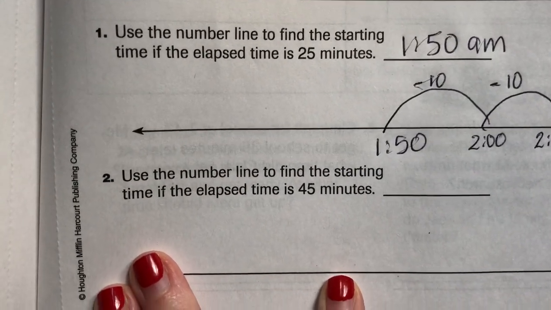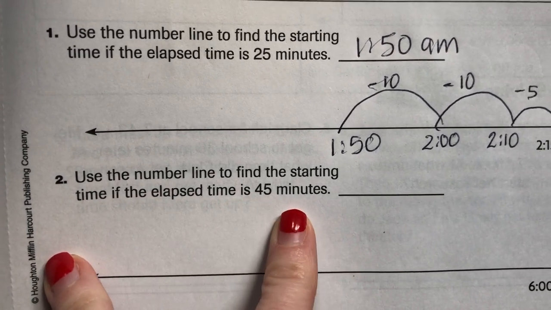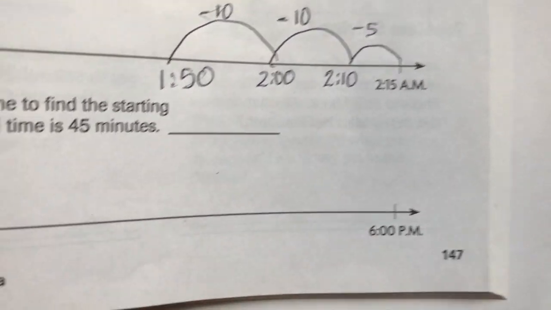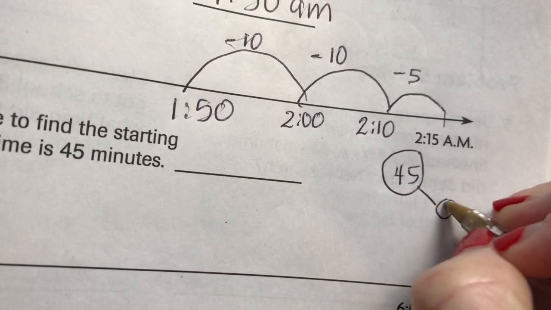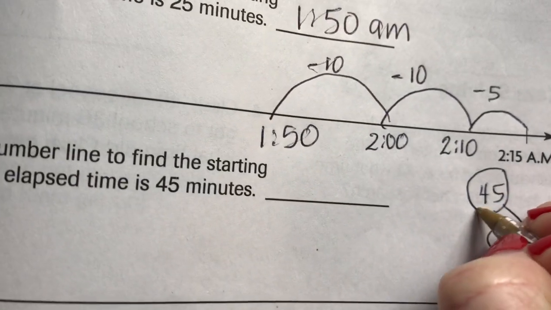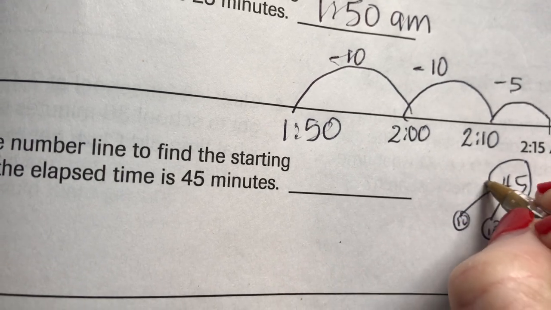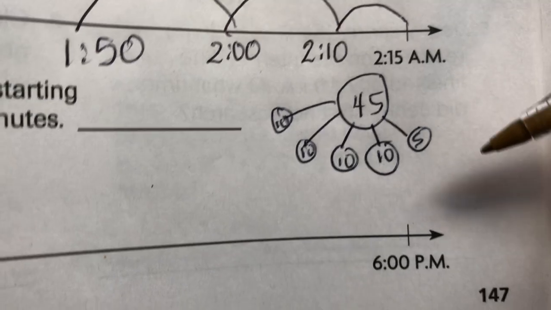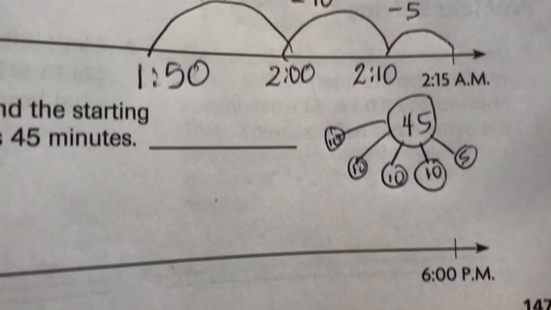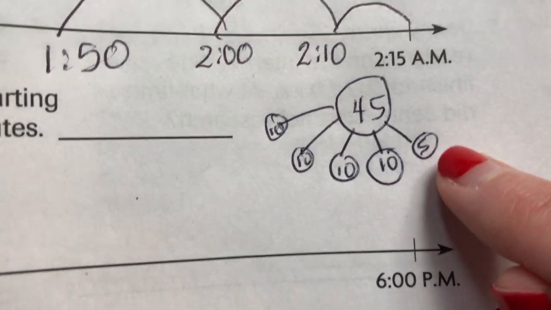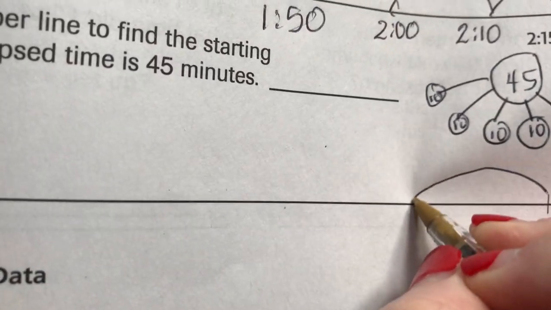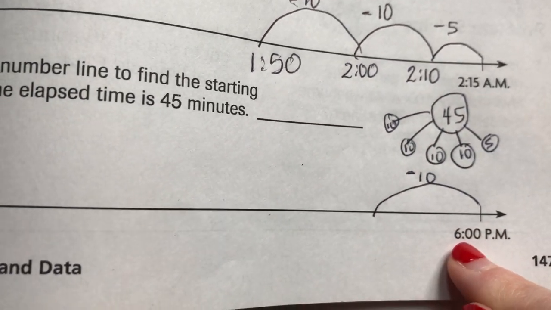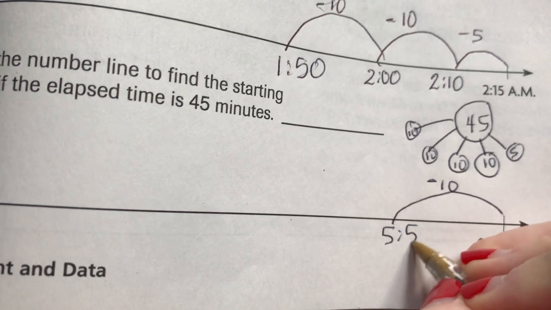Use the number line and find the starting time if the time elapsed is 45 minutes. Okay, and I'm starting at 6 o'clock. So if I'm thinking about my 45, this may not be something you need to do, but I have 1 5 and I have 4 10s, right? So I need to jump back 5 minutes and then 4 10-minute intervals. Because I'm starting with a really nice even time here, like the 6 o'clock, I'm not going to go for the -5 first. I'm going to go for the -10 first. Okay, so I'm going to go back -10. 10 minutes before 6 o'clock is 5:50.